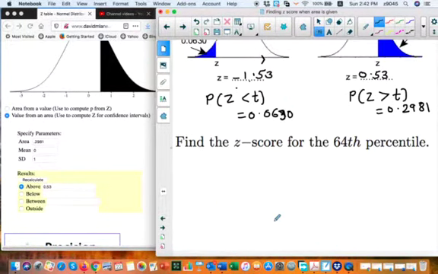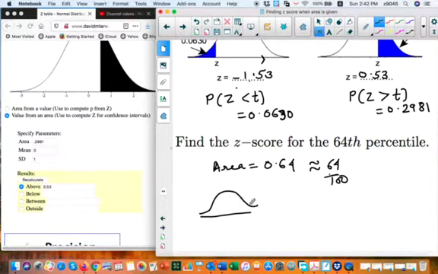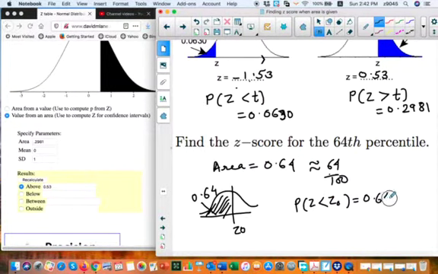Finding the z-score for the 64th percentile. Now 64th percentile means that the area is given as 0.64. 64th percentile also means 64 over 100. This is the meaning of 64th percentile. So our aim is to find the value of that z or z0 such that this area is 0.64. So probability of z less than z0 equals 0.64. So the area is given as 0.64.